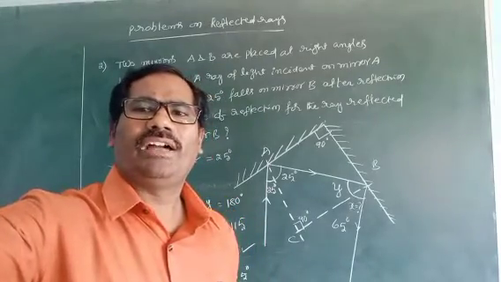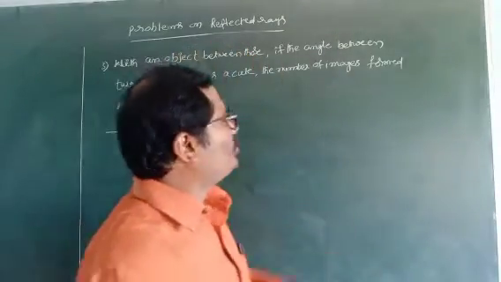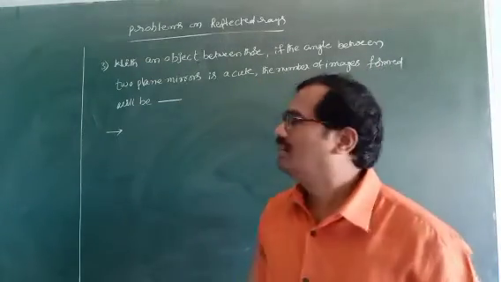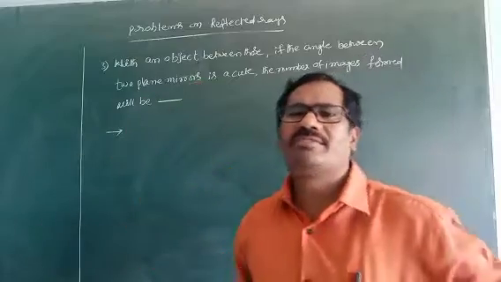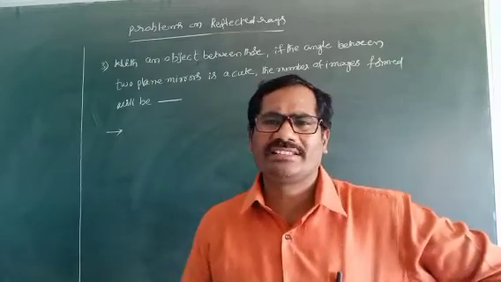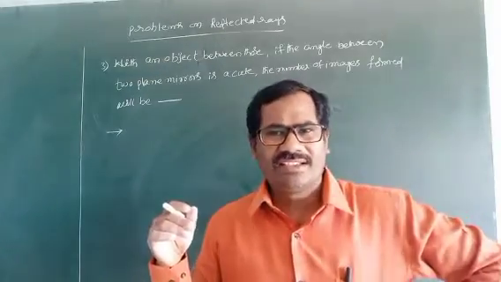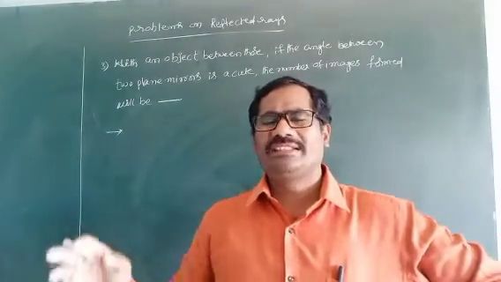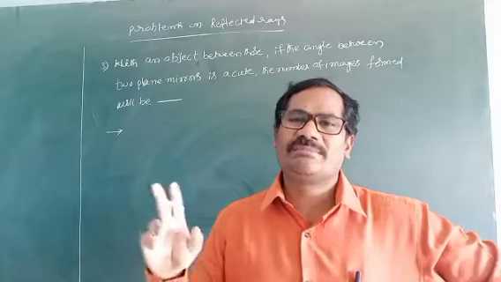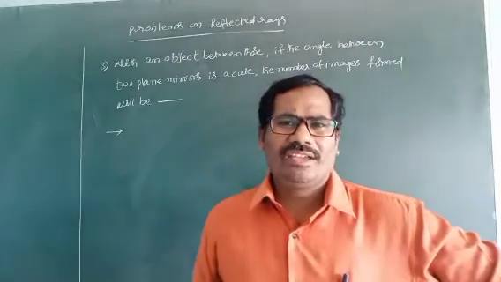Okay. Next, another one. Listen, student. If the angle between two plane mirrors is acute, how many images are formed? The angle can be 30 degrees, 40 degrees, 50 degrees; you can substitute these values in 360 by theta. If 360 by theta is even, then the number of images is 360 by theta minus 1. If 360 by theta is odd, then the number of images is 360 by theta.